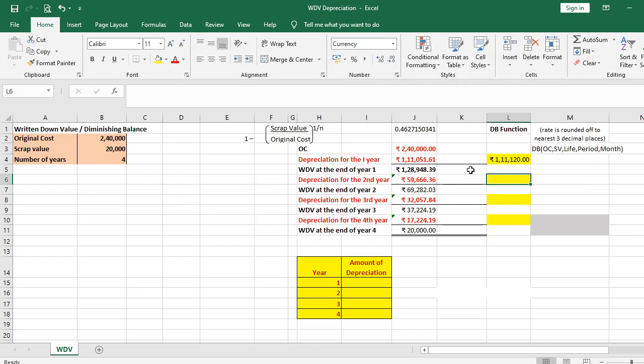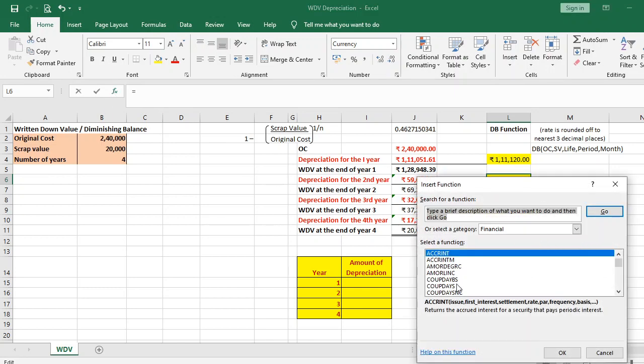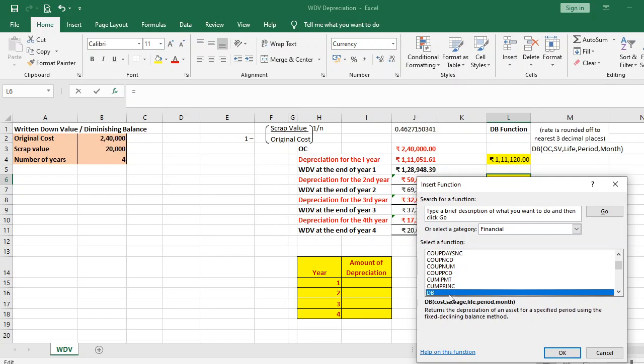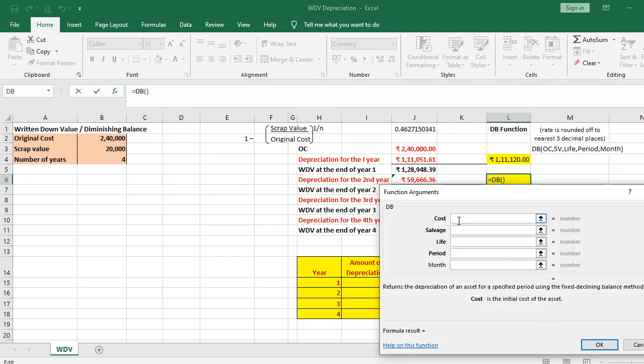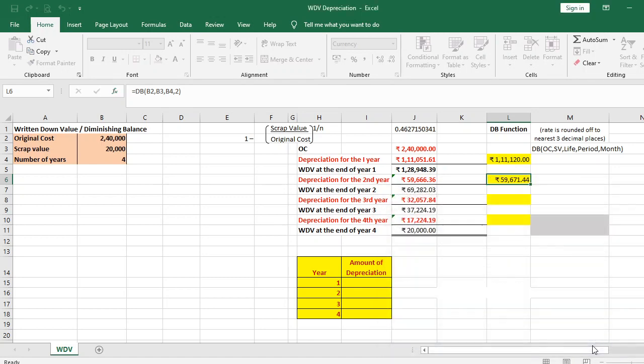In the same way we can do Insert Function, Financial. There we choose DB. Cost is again the same, B2, 2,40,000. Then salvage is B3, life B4, period it is the second year for which we want to find out, month we omit. So we get 59,671.